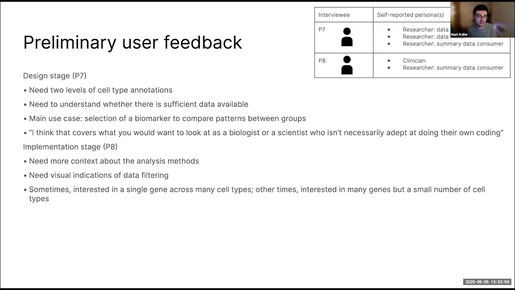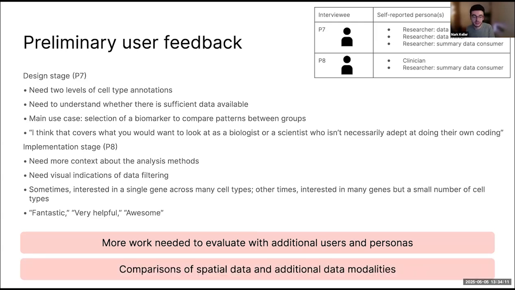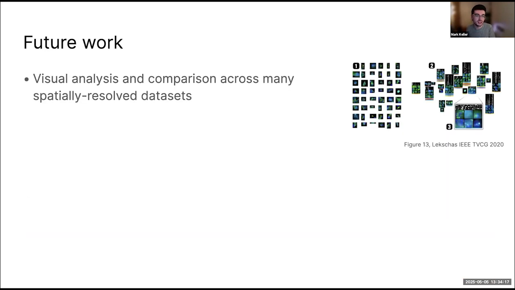And then here, this user noted sometimes being interested in a single gene across different cell types, or other times being interested in many genes, but maybe one or a small number of cell types. And overall, their feedback was positive, but we still need to evaluate this with more users to make it more usable, as well as to integrate comparisons of spatial data or other data modalities. So this is future work.